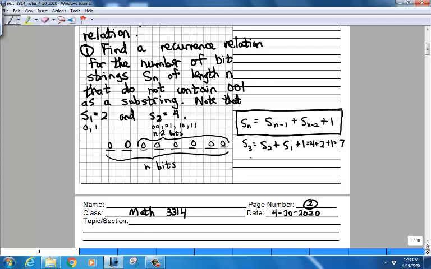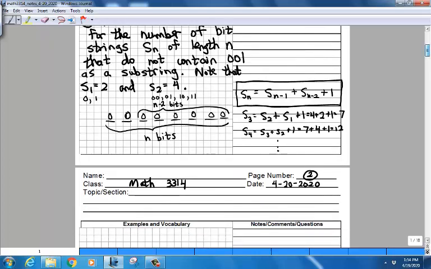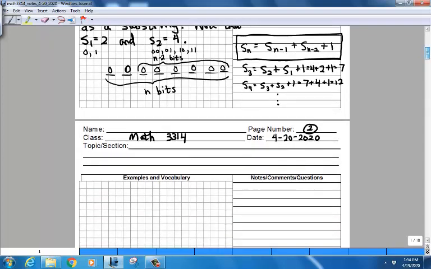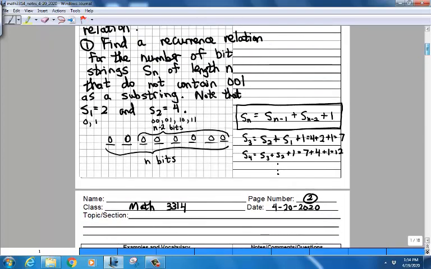Just from observation, S sub 4 would be S sub 3 plus S sub 2 plus 1. And so that's 7 plus 4 plus 1, which turns out to be 12. So apparently there are 12 bit strings of length 4 that do not contain 0, 0, 1. And so forth. We can continue to use this recurrence relation to count this number of bit strings as high as we want. Cool.